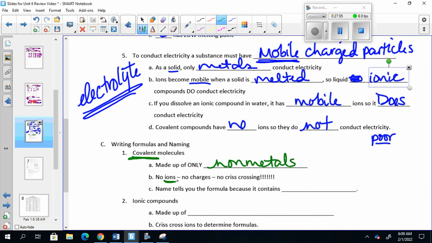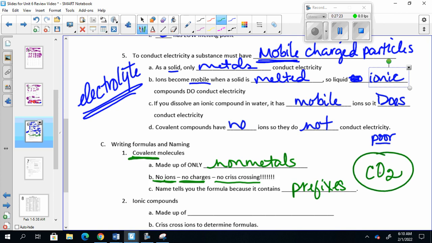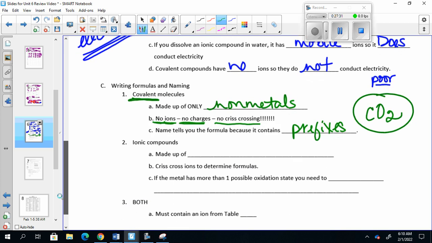There's no ions, which means there's no charges. No ions, no charges, so no crisscrossing. The name tells you the formula because it has the prefixes in it. And again, I always think it's easiest if you have an example right in your head. Covalent, right away you think of something like carbon dioxide. There, you just said the name and you said it with prefixes. So it reminds you, the prefixes tell you how to write the formula.